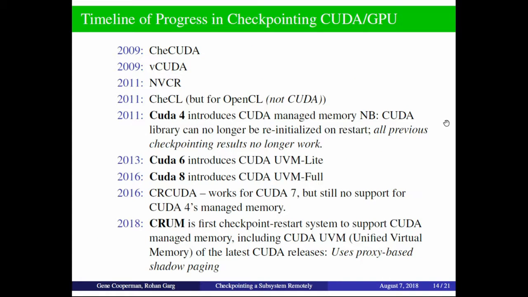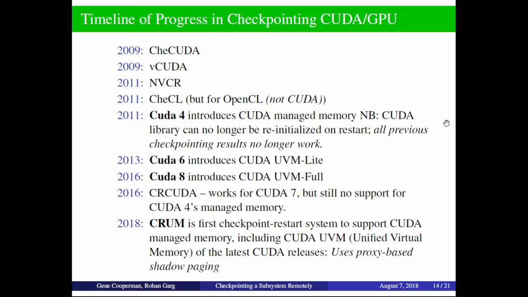So here's a timeline of how the checkpointing has gone. We see 2009, they succeeded in checkpointing CUDA. 2009, a different way of checkpointing it. 2011, let's do it again. 2011, now let's do it for OpenCL. Then in 2011, NVIDIA announces we're going to switch to CUDA 4, managed memory, zero-copy transfers. Whoops. And then there's no more progress all of a sudden. That's it. 2013, CUDA 6, still no more progress. 2016, CUDA 8, still no progress.